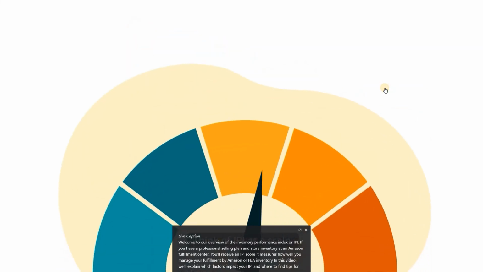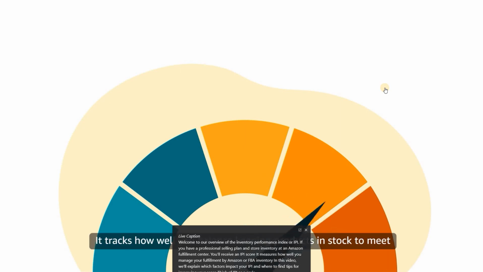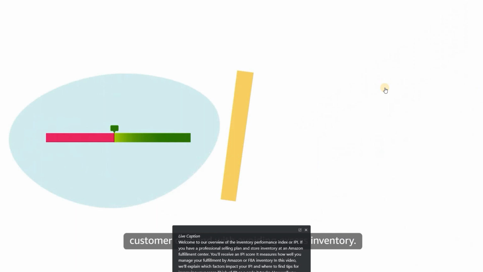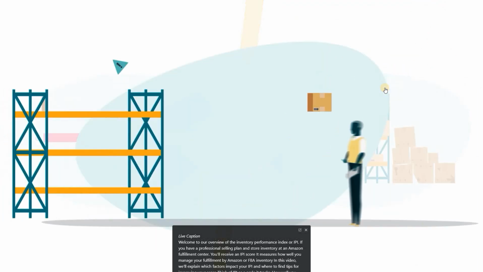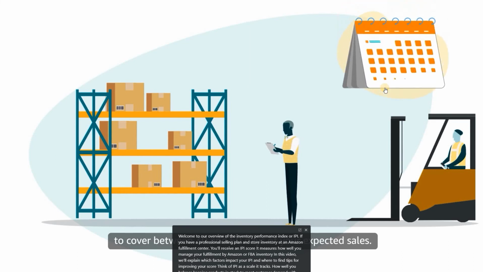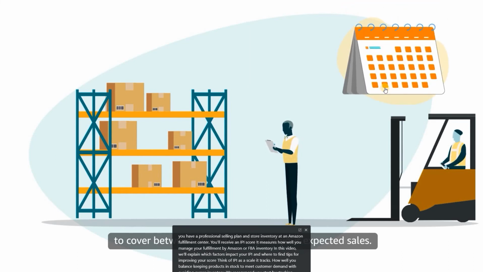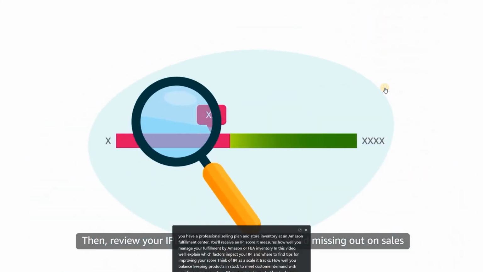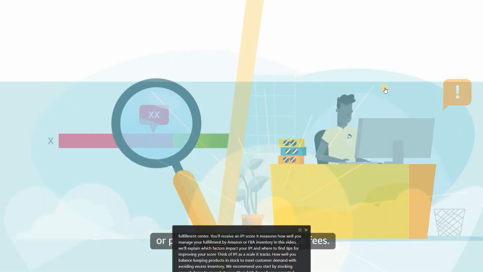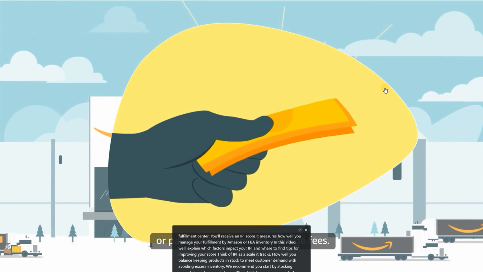Think of IPI as a scale. It tracks how well you balance keeping products in stock to meet customer demand with avoiding excess inventory. We recommend you start by stocking enough items to cover between 30 and 60 days of your expected sales. Then review your IPI score regularly to help avoid missing out on sales or paying long-term FBA storage fees.